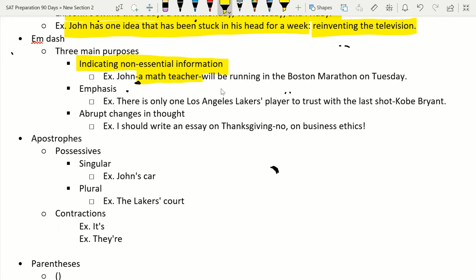Any non-essential parts of a sentence need to be offset on both sides. So we could use commas on both sides, or you could use em dashes on both sides, or you could use parentheses on each side. Now in this case, obviously we're talking about em dashes, so we're going to use em dashes.